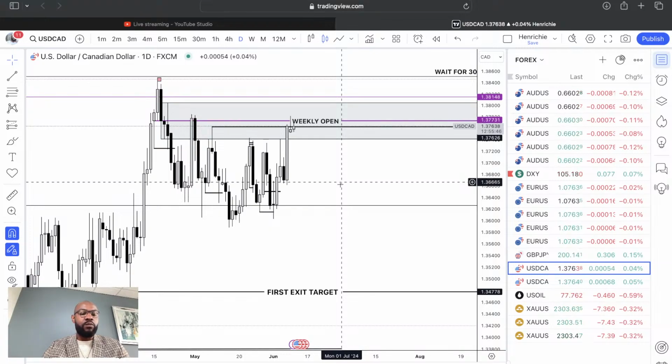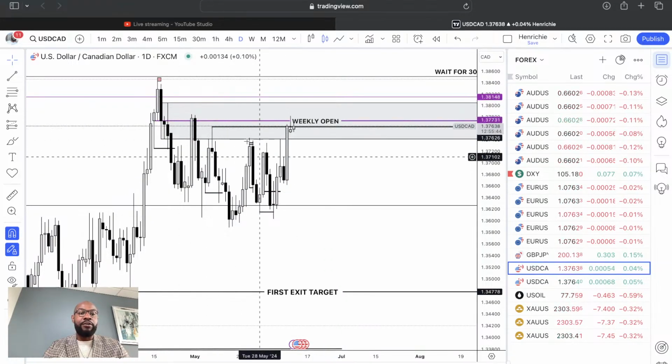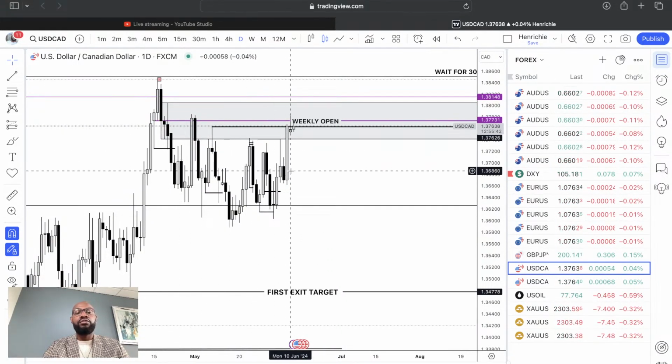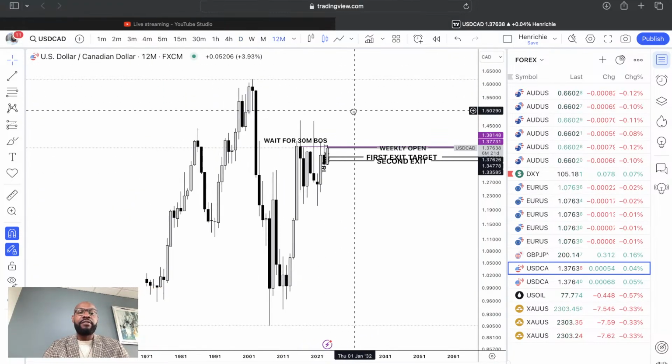So that is the reason why I'm not really keen on trying to sell USD CAD, and I'm also not interested in trying to buy it. If we look at it on the 12-month time frame, you can see very clearly we have a low right here.